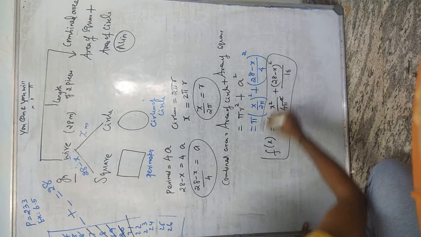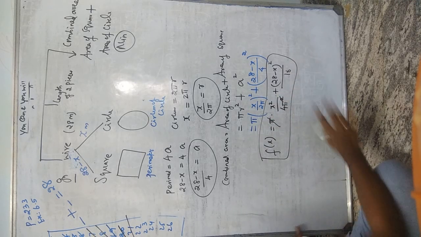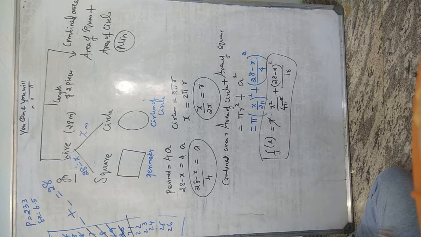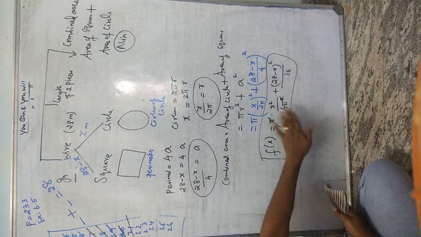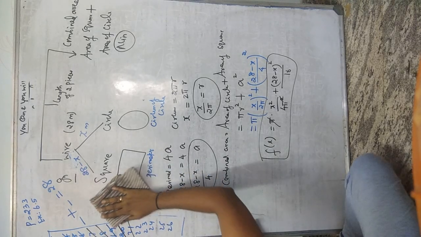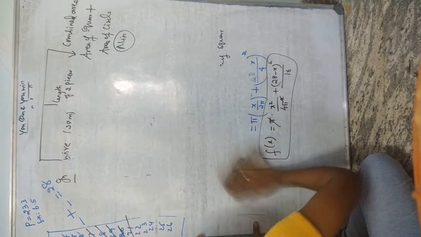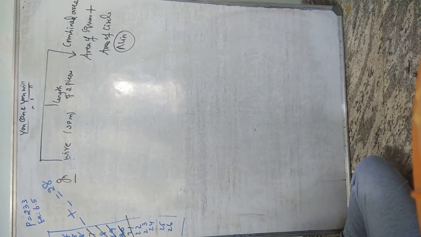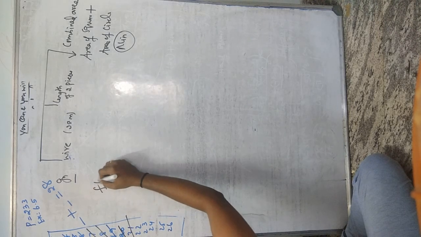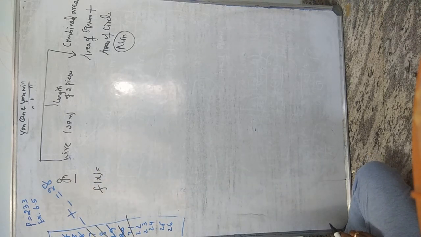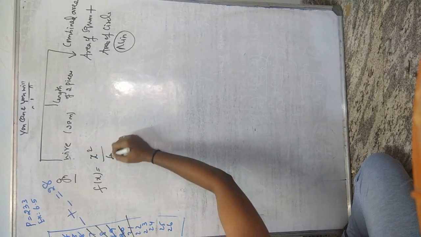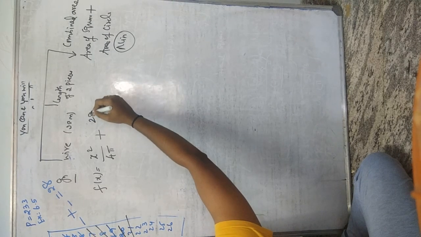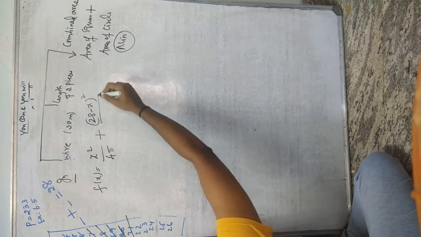There is no other variable on the right side, remaining everything is constant. Now we have to differentiate one time, put it equal to 0, all the formalities. Keep in mind this f of x, the combined area. One more time I will write f of x. So f of x equals x square upon 4 pi plus (28 minus x) the whole square upon 16.